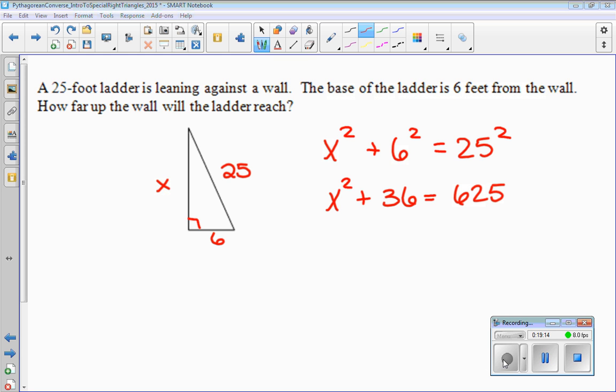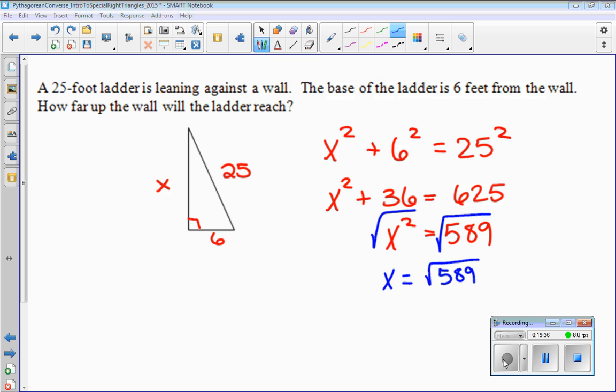All right, and then to solve for x, we can't take the square root yet. What do we need to do? Subtract 36. And what is 625 minus 36? 589. Is that a perfect square? Try. Is the square root, because at this point we take the square root of both sides, right? No. It's not a perfect square, okay?